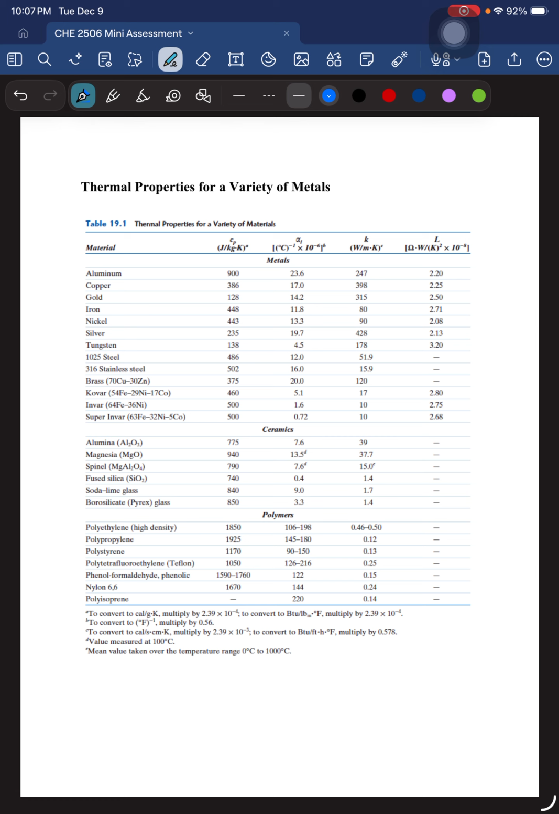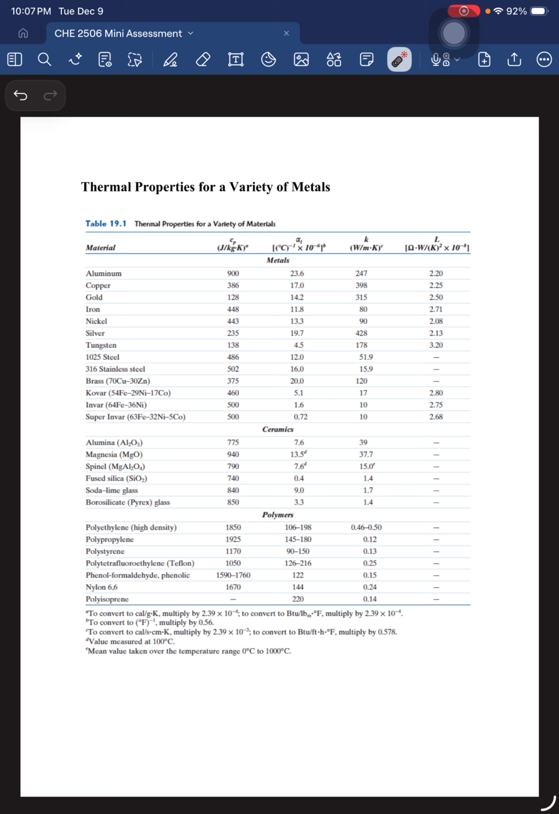Next up, we have thermal properties for a variety of materials. As you can see here, it's a big table. There's a lot going on. This table shows each material's heat capacity, coefficient of thermal expansion, and thermal conductivity. When we compare materials, we could start with metals here.